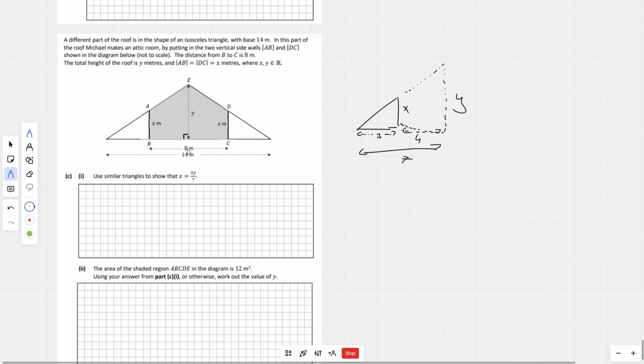So remember that this is 8. So 8.5 will be 4. And then this here will be 3. So what I can say is the relationship between x and 3 is the same as the relationship between y and 7. So what I'm saying is right side over bottom is equal to right side over bottom.